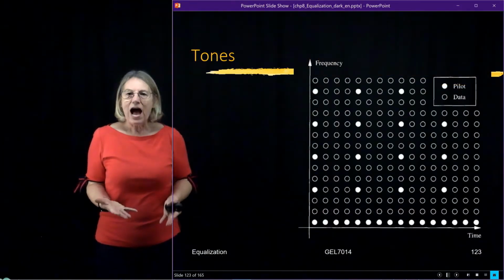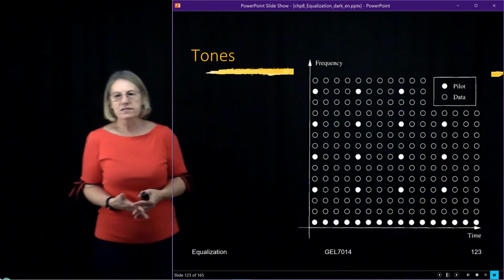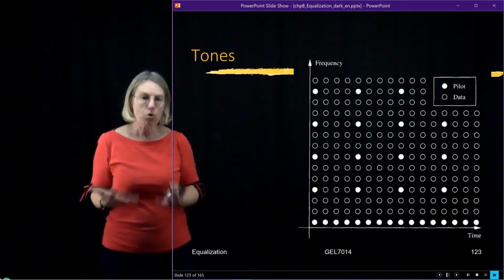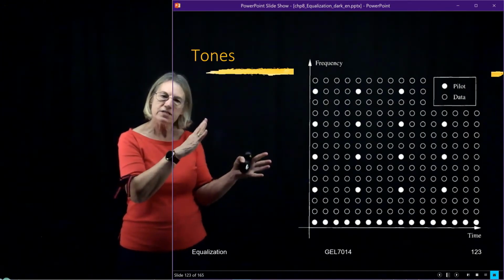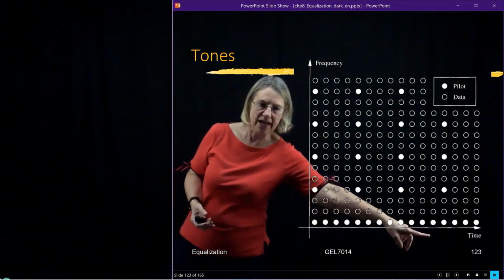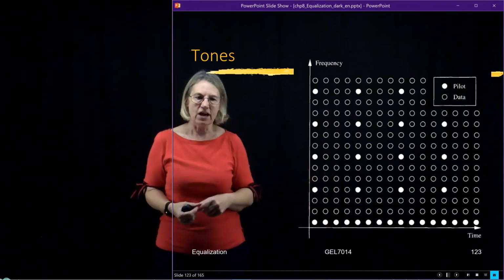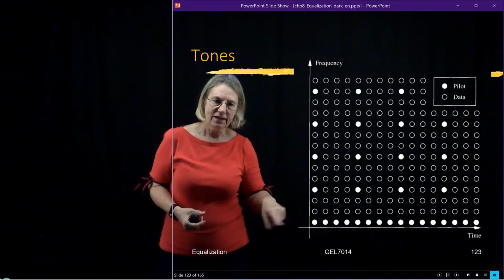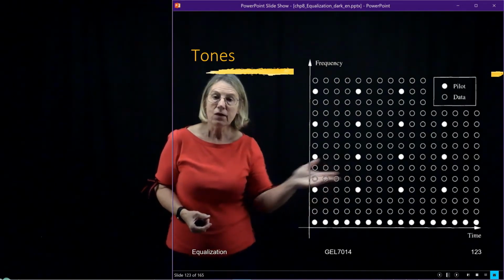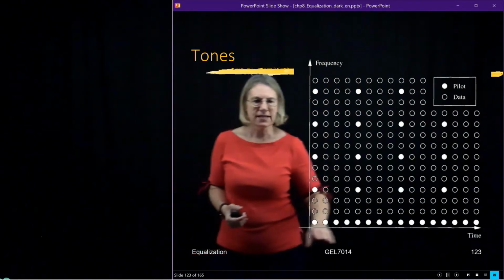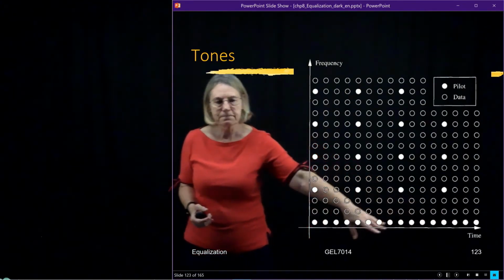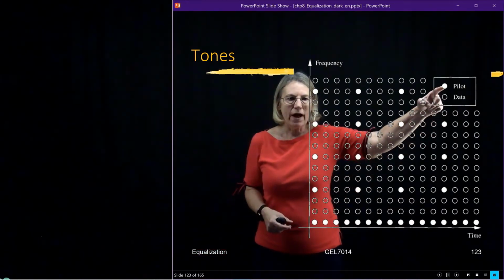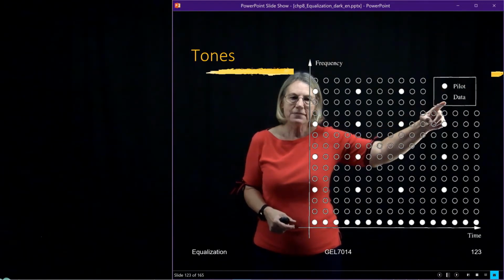So now let's look at how we can easily equalize the channel without having to do a whole lot of processing. What I have here is a plot of the time domain on one axis and the frequency domain on the other axis. Think of each one of these frequency domain rows being one of the subcarriers, and this is the time of one OFDM symbol. When it's white, it's a pilot. When it's empty, it's data.